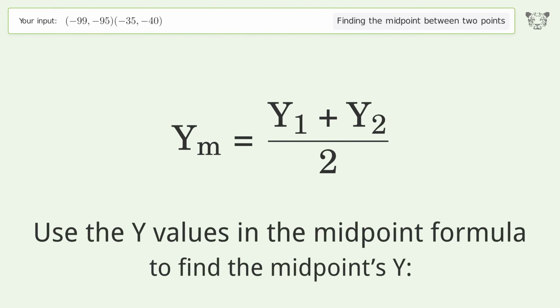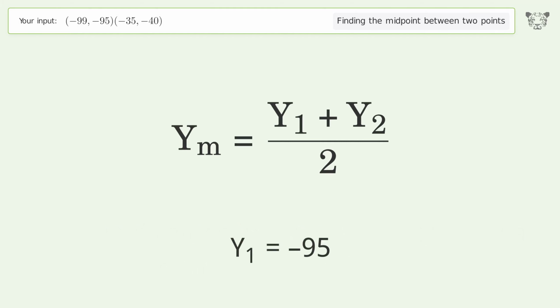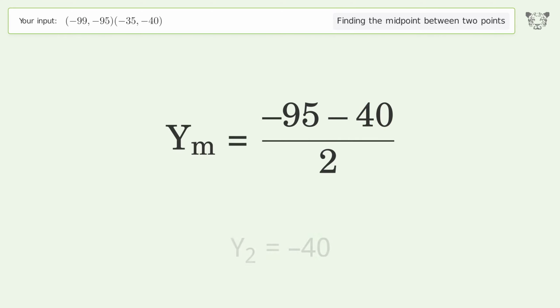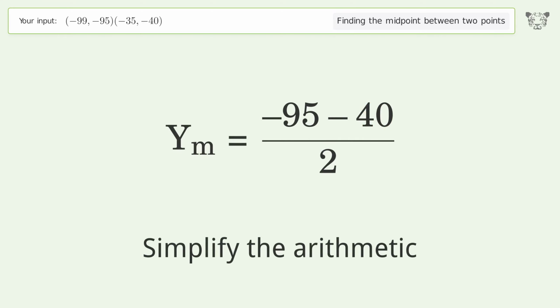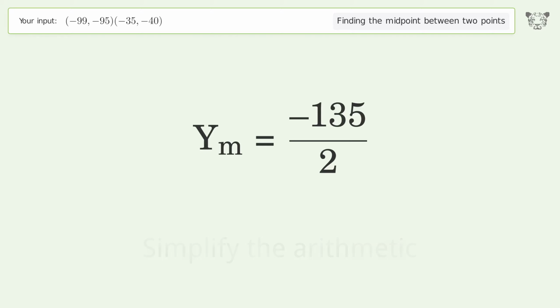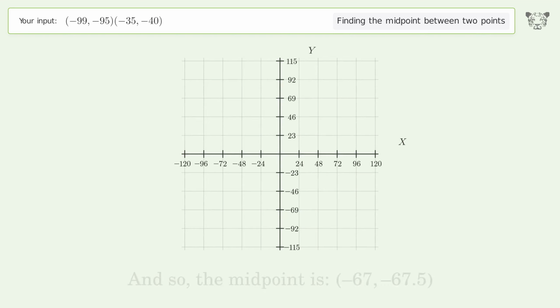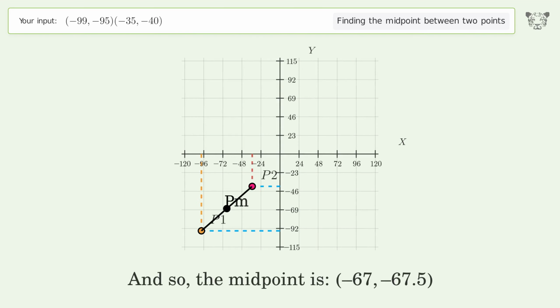Use the y values in the midpoint formula to find the midpoint's y. y1 equals -95. y2 equals -40. Simplify the arithmetic. And so, the midpoint is -67, -67.5.